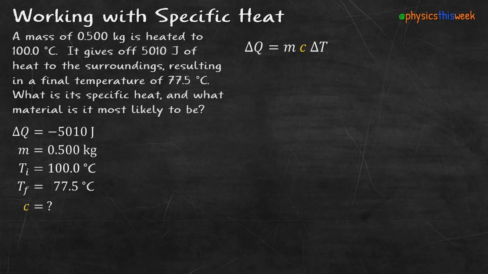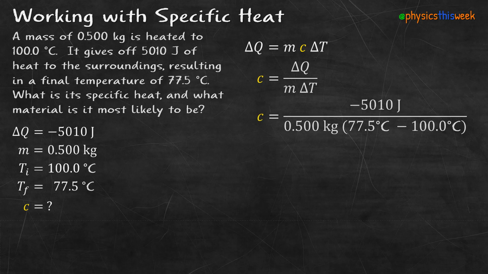We start out with our heat transfer equation, delta Q equals mc delta T. We solve this for C, which is equal to the fraction delta Q over the denominator, m delta T. Putting in our values, we have the fraction with numerator negative 5,010 joules, and denominator 0.500 kilograms times the quantity 77.5 degrees Celsius minus 100.0 degrees Celsius. Putting this into our calculator gives us a value of 445.33, which has a few extra digits.